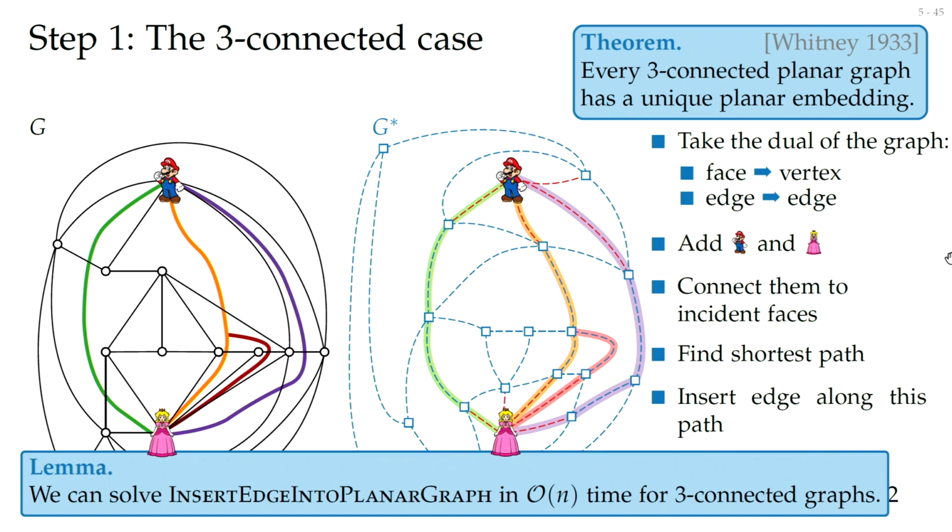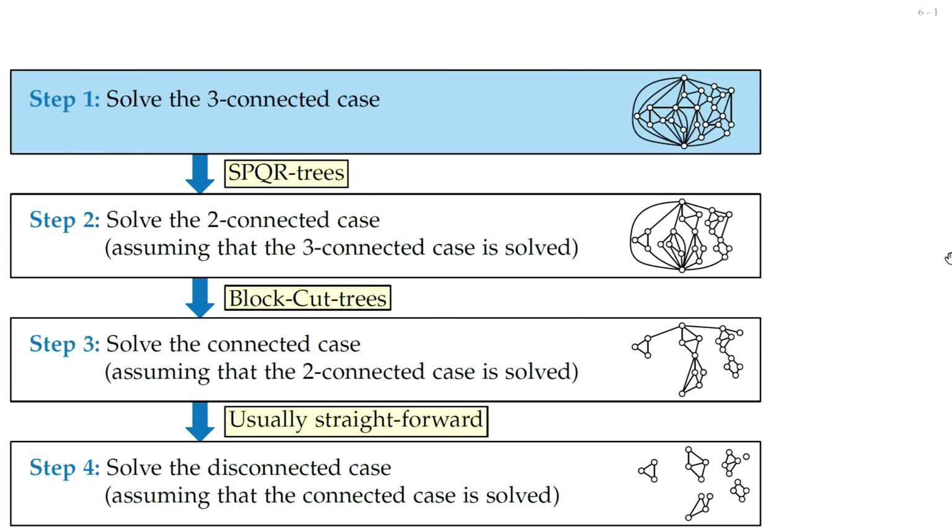So we have our first lemma. We can solve this problem for 3-connected graphs, and everything we've done here works in linear time. You have to be a bit careful with data structures, but we don't care too much about that today. So you can believe me, this is a linear time algorithm. So we've done the very first step. We've solved this problem for 3-connected graphs.